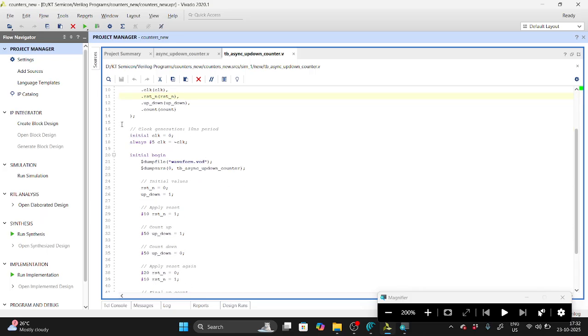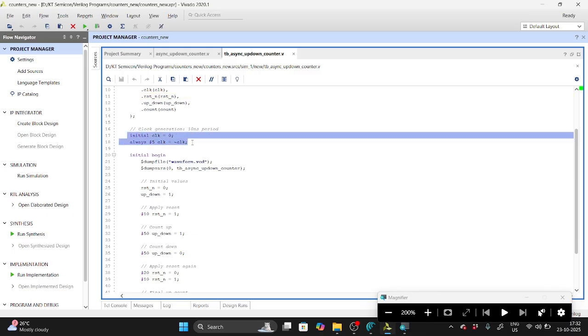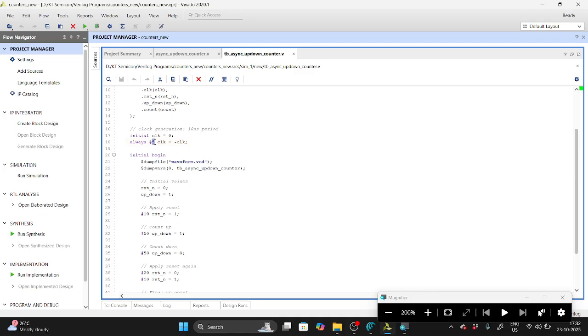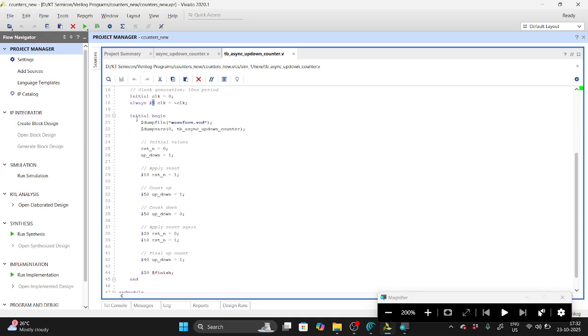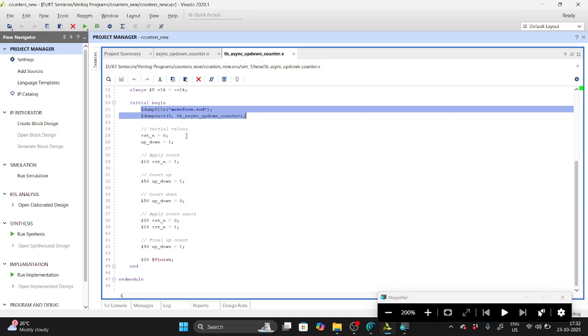Okay, and I am generating the clock. Initial clock equal to 0, I am initializing the clock, and always #5 clock equal to not of clock. So that means this is a half cycle. #5 is nothing but for half cycle, I need to make a complement. So total clock period is nothing but 10 time units, 10 nanoseconds I am generating the clock. Okay, so if you are using EDA Playground, you need to use these two functions and initialize the values.